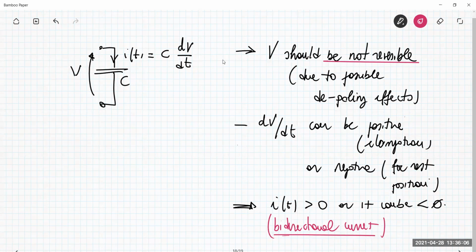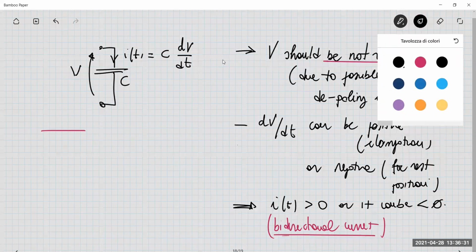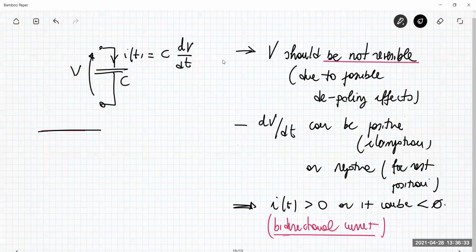But we already know a specific circuit which can be employed for driving this kind of capacitive load, which gives us a non-reversible voltage and a bidirectional current. This circuit is the two-quadrant converter, the half bridge. Let me put here a half bridge with MOSFET, for example.